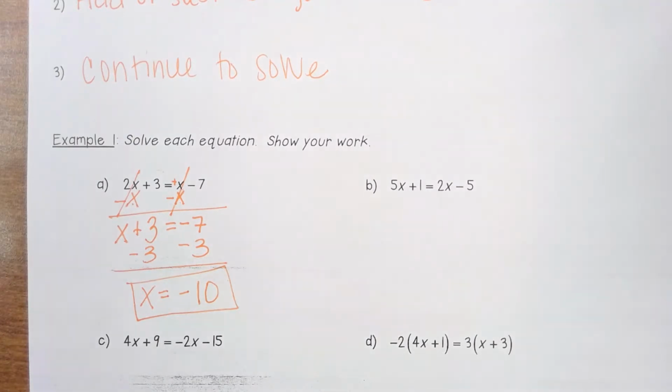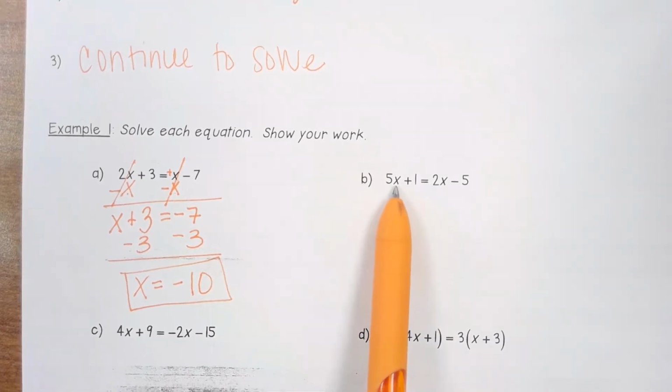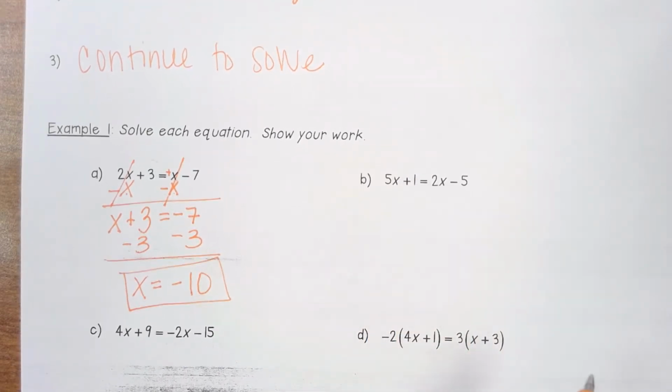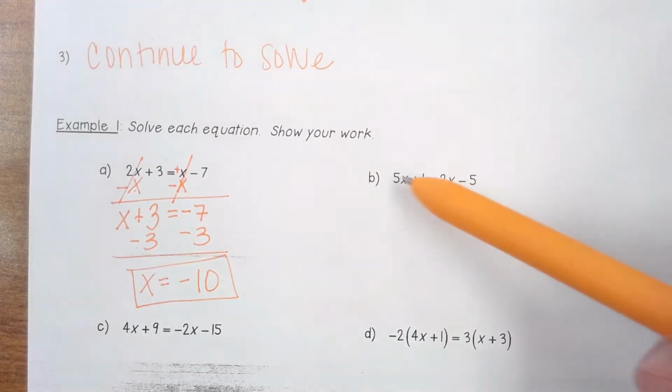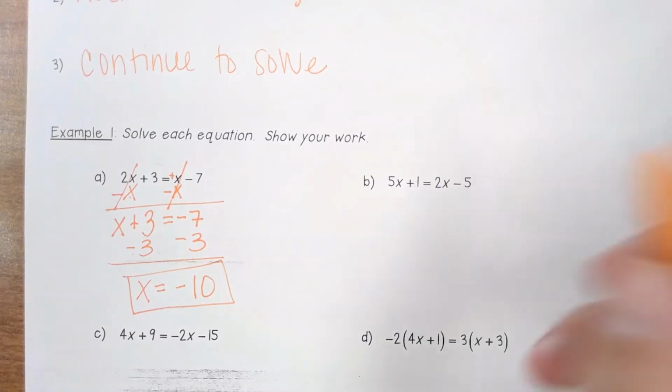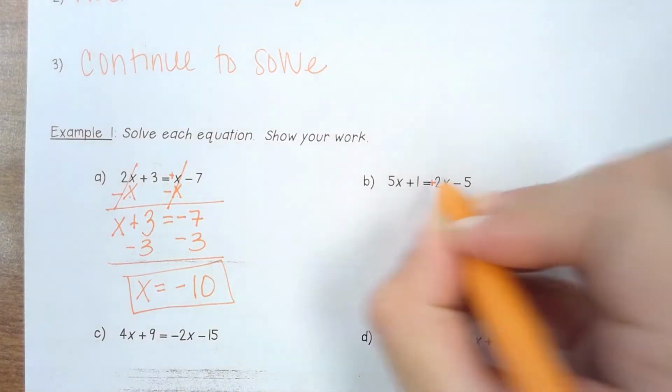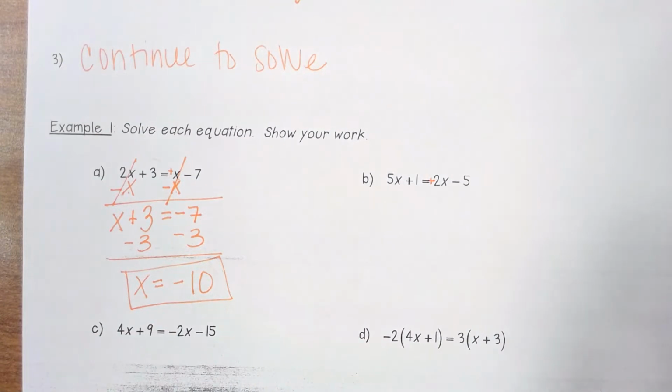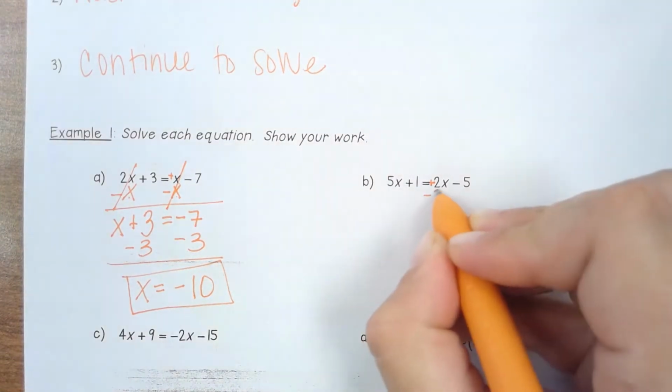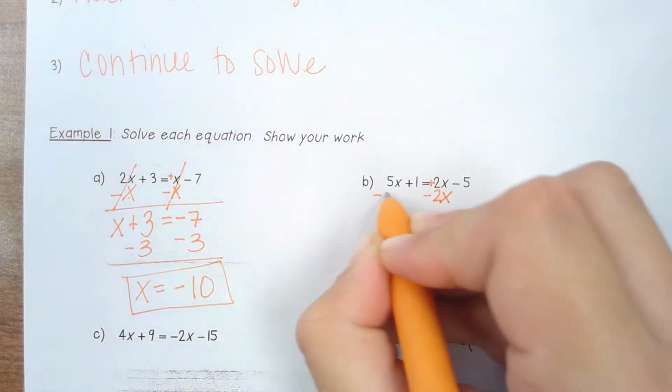Okay? So let's try another one. So B, so we have 5x plus 1 equals 2x minus 5. So same thing, your goal is to move all x's to one side, and then you would just continue to solve like normal. So I see more x's over here on the left, so I'm going to move my 2x over here with the 5x. So again, this is a positive 2x, so I can put a plus sign there. So the opposite of adding 2x is subtracting 2x.